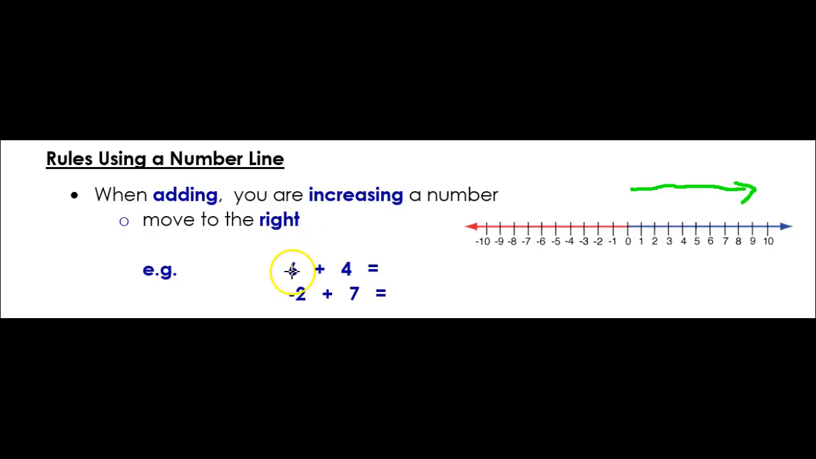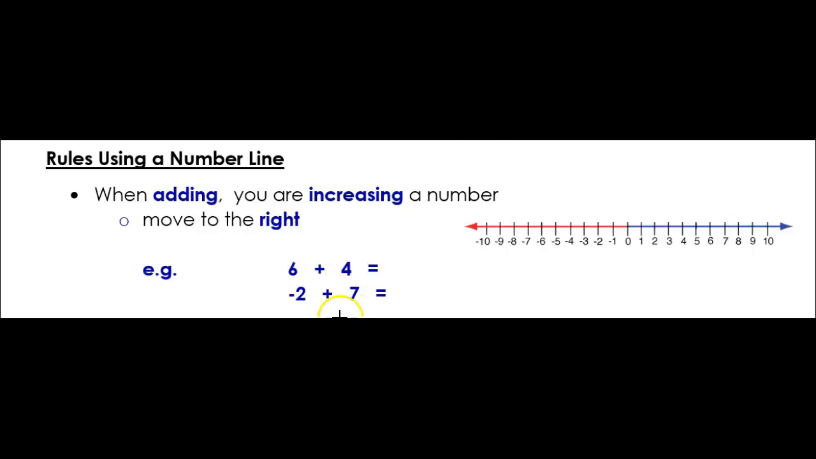For example, in this first example, I'm starting at +6, and I'm adding 4. That means I'm going to move to the right 4 units. 1, 2, 3, 4. That tells me that 6 plus 4 is 10. And that's no big surprise. I used that example because I knew it would be one that you would feel comfortable with.